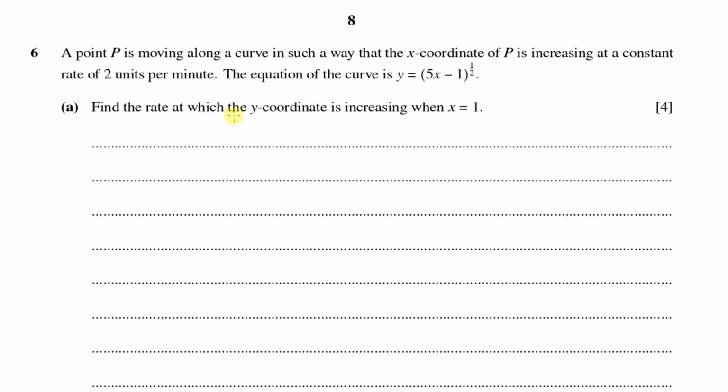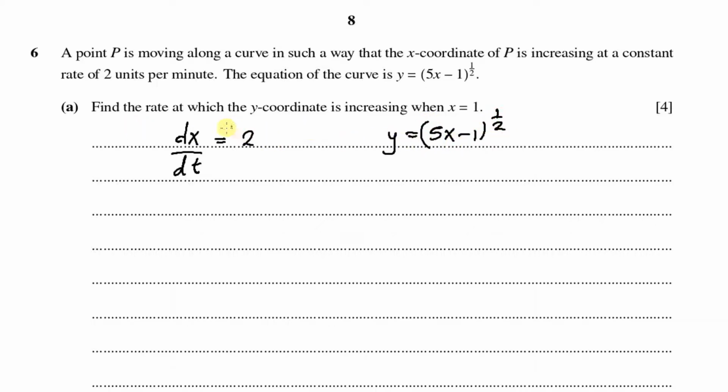Now let's start with the information that we have been given. The x-coordinate of P is increasing at a rate of 2 units per minute. So that's dx by dt is going to be 2. Then we also have the equation of the curve. That's y is equal to (5x minus 1) all to the power of a half. So this is the information we have.